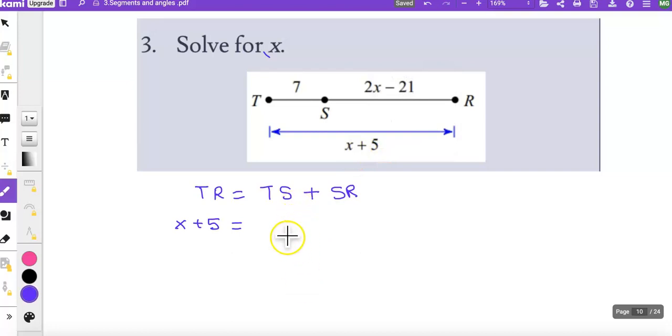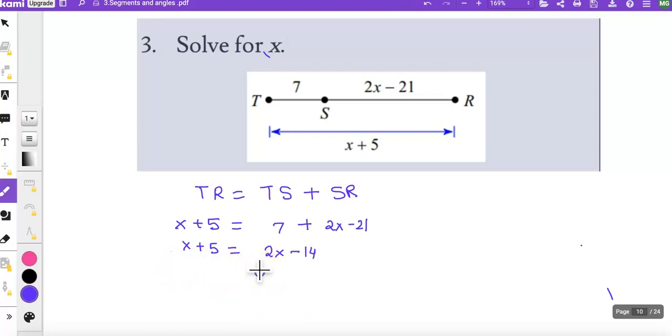Alright, so hopefully my pen is not bothering us too much. TS is your 7 plus SR, which is your 2x minus 21. So this is your concept of solving equations. Let's go ahead and solve this. First of all, let me simplify my right side. It is your 2x, and 7 minus 21 will give us what? 7 minus 21 is negative 14. Use your calculator for this. I apologize for the technical errors happening in the middle here.